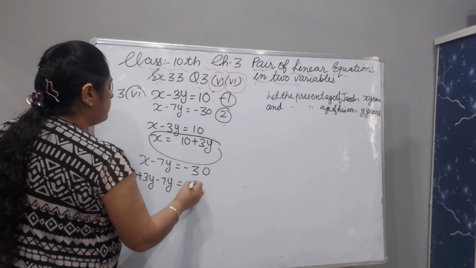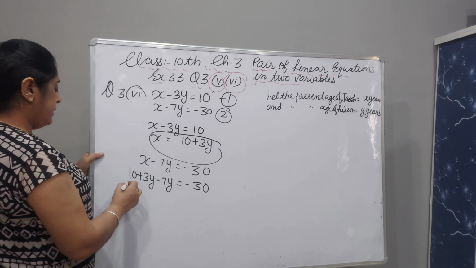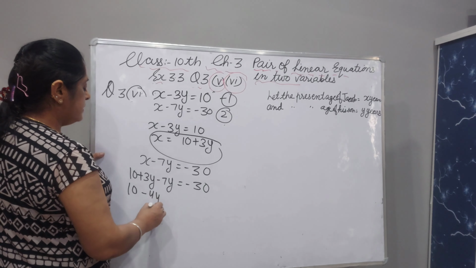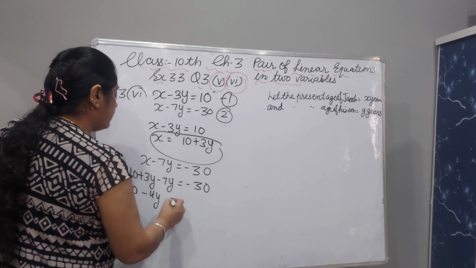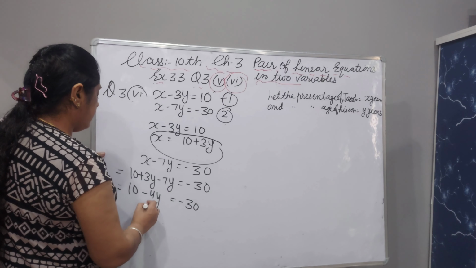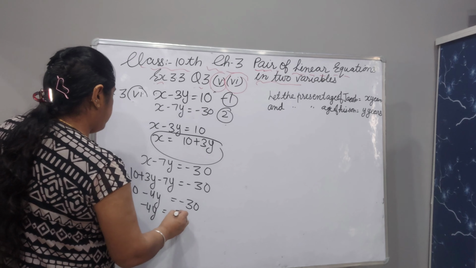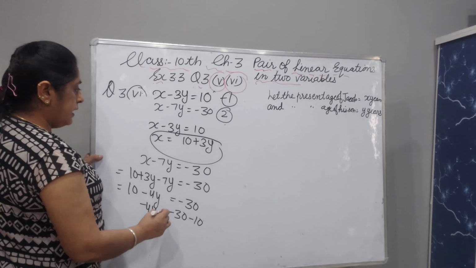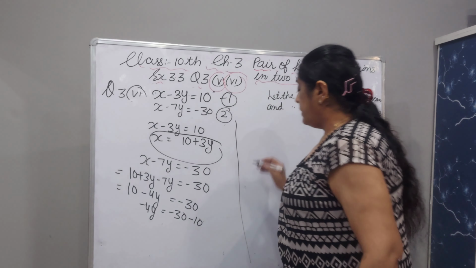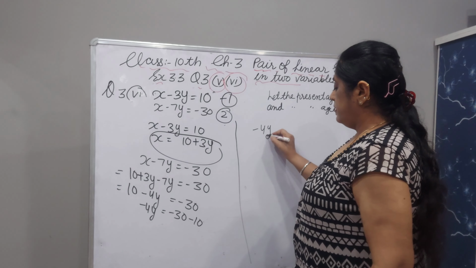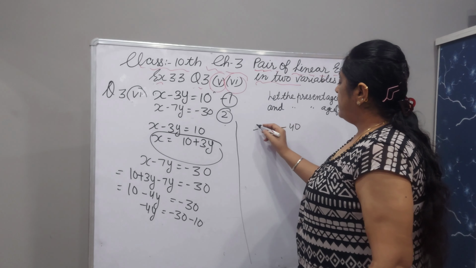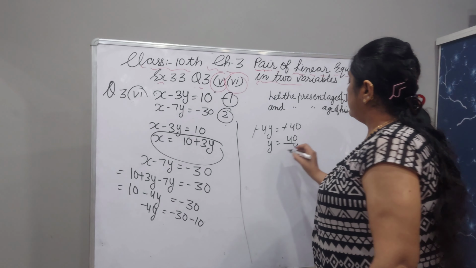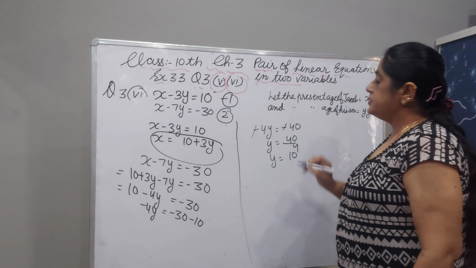10 plus 3y minus 7y equals minus 30. 3 positive and 7 negative, minus 4y equal to minus 30. Minus 4y equals minus 30, this 10 is positive here, it will become negative there, minus 4y equals minus 40. Minus and minus will be cancelled. Y will be 40 upon 4 and y will be 10 years.